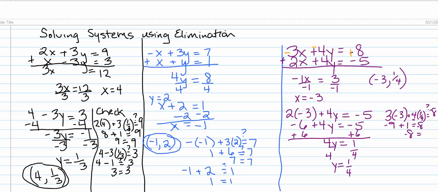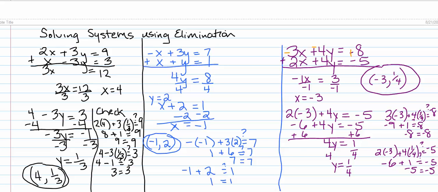Now I'm going to check my solution in the second equation. 2 times -3 plus 4 times 1/4. Does that equal -5? Well, 2 times -3 is -6. 1/4 of 4, that's 1. Does -6 plus 1 equal -5? Yes, it does. So we do know that our ordered pair does work. That is the solution to that system.